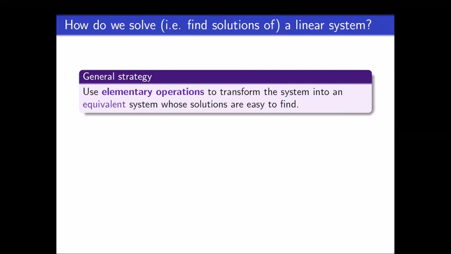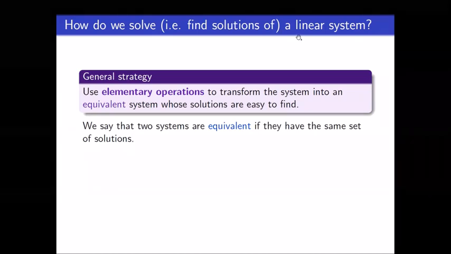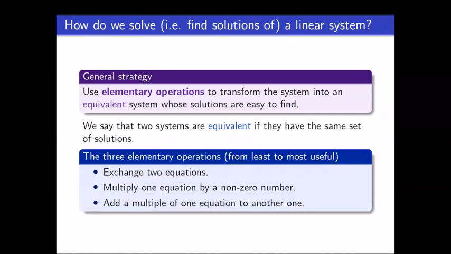Now, let's break this down. By equivalent systems, I mean that they have the same set of solutions. And elementary operations involve these three things: exchanging the order of two equations, multiplying one equation by a non-zero number, and adding a multiple of one equation to another one. I do want to say that the addition of an equation to the other one up to a multiple is the most useful one, and exchanging two equations is perhaps the least useful one among these three.